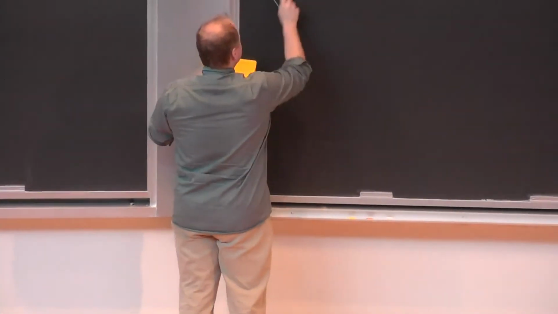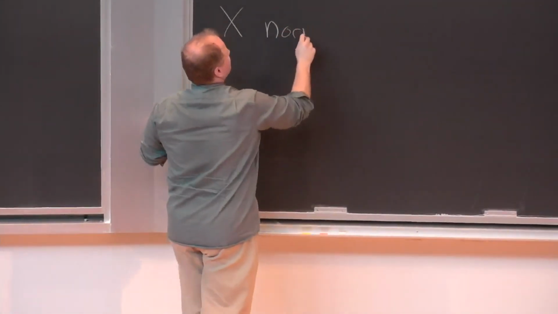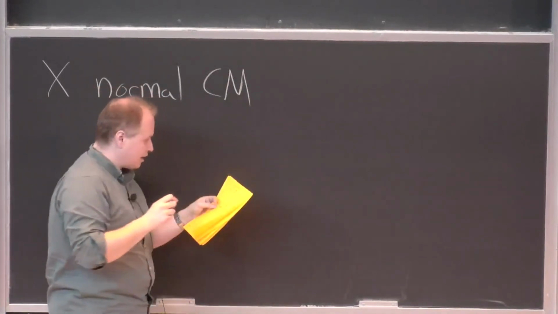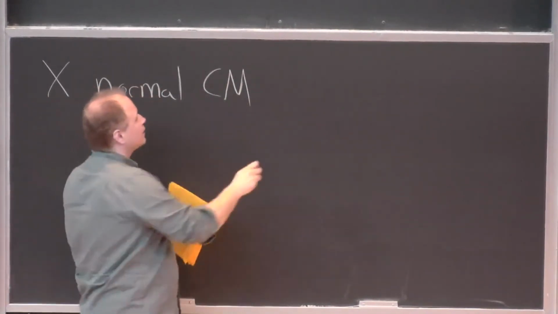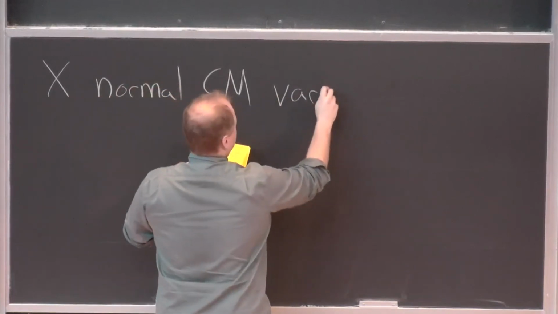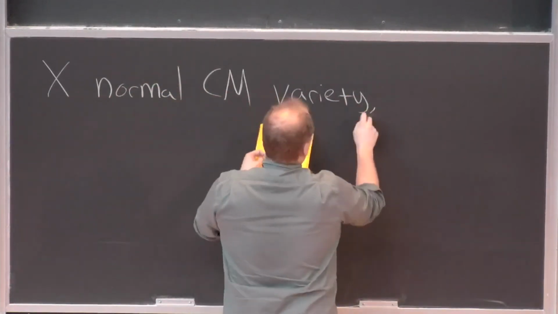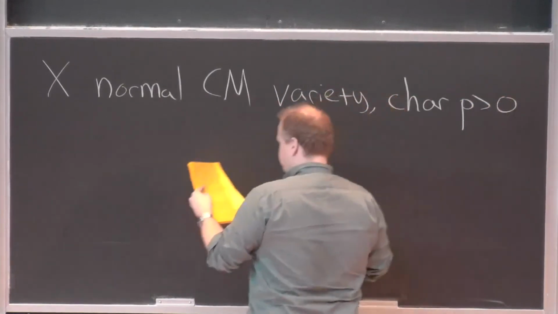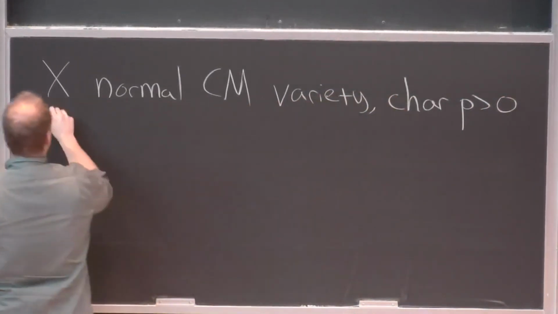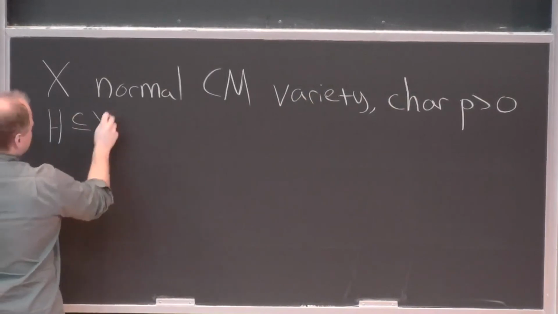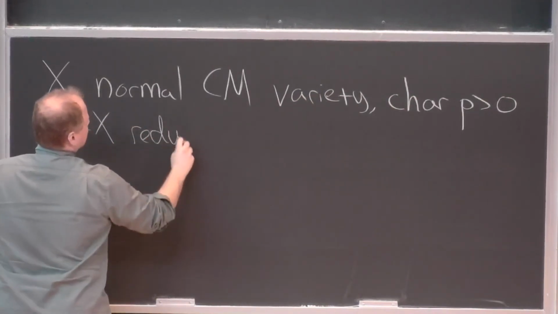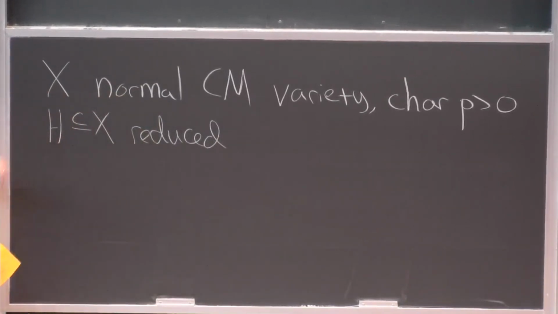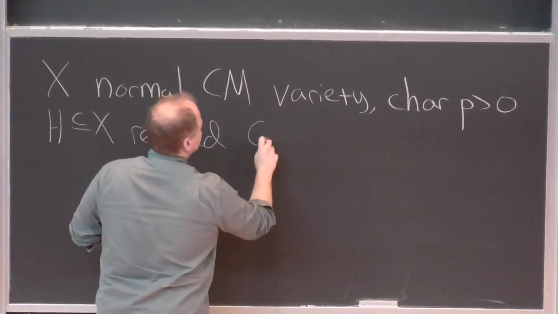So let's say X is a normal CM variety. And remember, CM for me means Cohen-Macaulay variety. And let's say we're working in characteristic p. And let's suppose H inside X is some kind of reduced Cartier divisor.